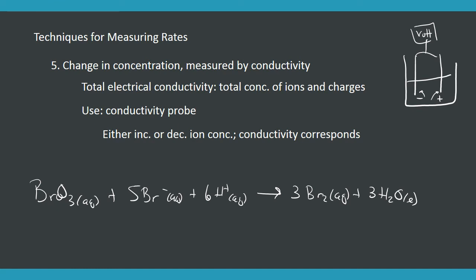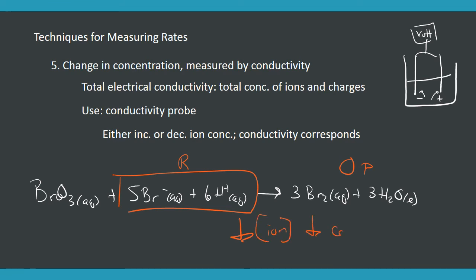So if you look at our reaction here, we have ions present on the reactant side and no ions present on the product side. And so we would expect to see a decrease in the ion concentration. Therefore, we see a decrease in conductivity.